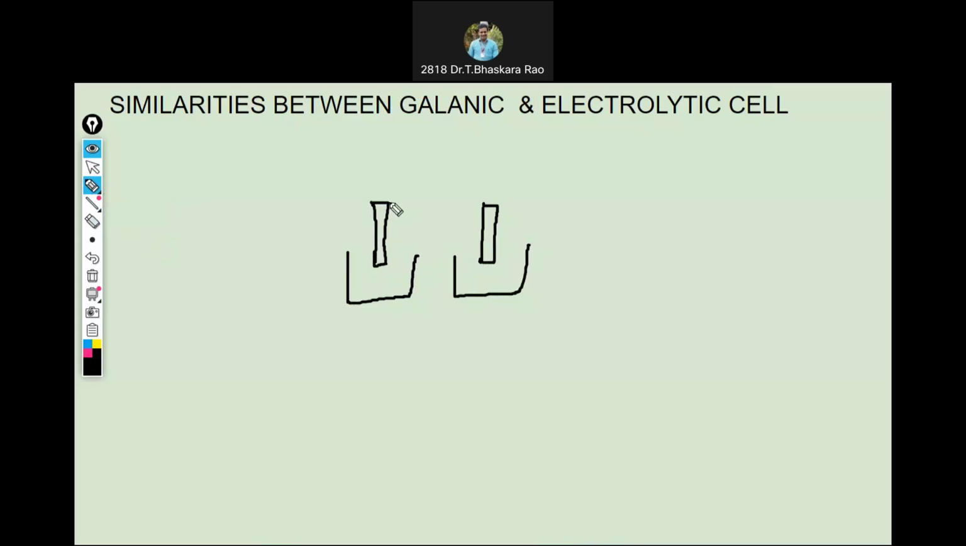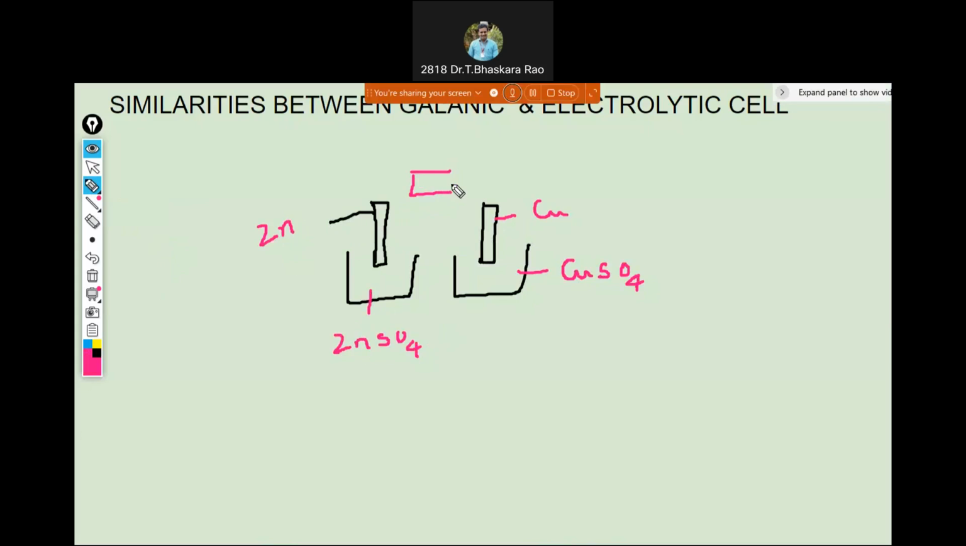For example, here I am taking one electrode, zinc, and here I am taking copper. For the anodic salt solution, I am selecting zinc sulfate solution. Here copper I have taken as the cathode, so I am taking copper salt solution. And both the electrodes are connected through a voltmeter to measure how many volts are generated by a galvanic cell.